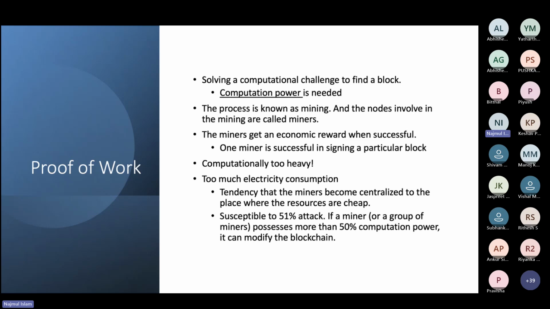But now consider this: is it then still decentralized? Because the miners are kind of centralized in the same country or same area where the electricity price is less. And it is susceptible to the 51% attack: if a miner or a group of miners possesses more than 50% of the computation power, it can modify the blockchain. So this 51% attack is a problem for proof of work. If you gain huge computation power, there is a possibility that you can change the blockchain.